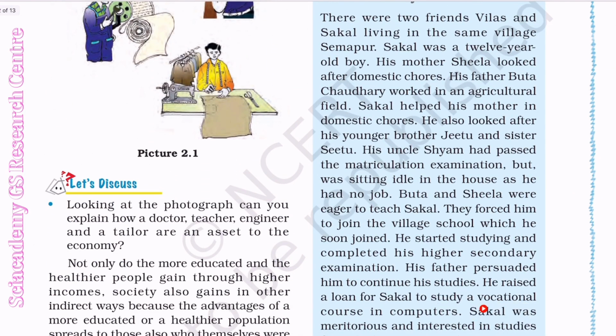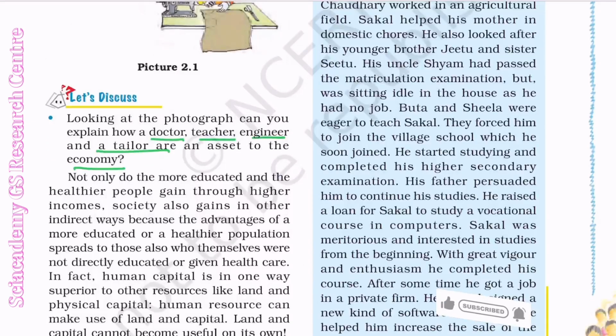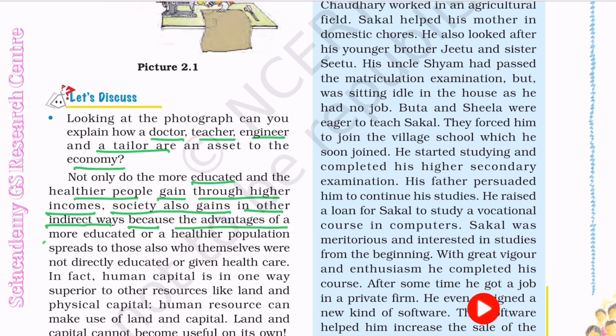Let's discuss. Looking at the photograph, can you explain how a doctor, teacher, engineer, and a tailor are an asset to the economy? Not only do the more educated and healthier people gain through higher incomes, society also gains in other indirect ways because the advantages of a more educated or a healthier population spreads to those also who themselves were not directly educated or given health care.